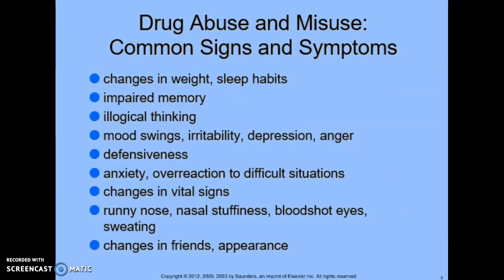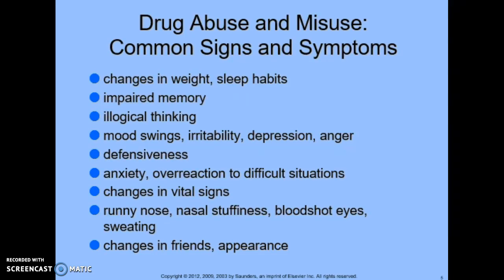Drug abuse and misuse, common signs and symptoms. We'll see changes in weight and sleep habits, impaired memory, illogical thinking, mood swings, irritability, depression, and anger, defensiveness, anxiety, and overreactions to difficult situations, changes in vital signs. Often you'll see runny nose, nasal stuffiness, bloodshot eyes, and sweating as symptoms, and changes in appearance.